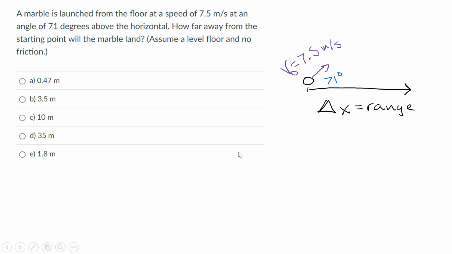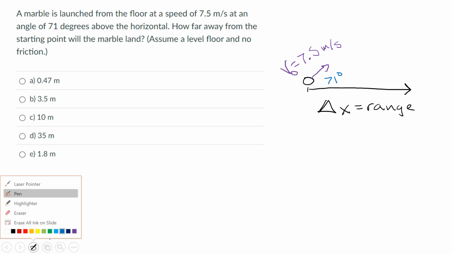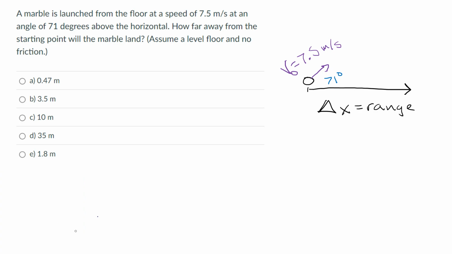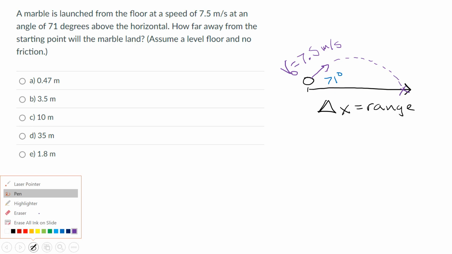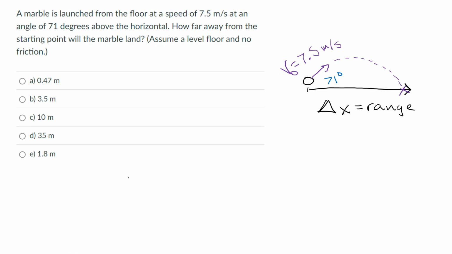Now the range equation is pretty easy. It's really plug and chug. I won't derive it. I tried to derive that with my AP kids, and they kind of lost interest about halfway through. I also made a mistake too, so there's that.